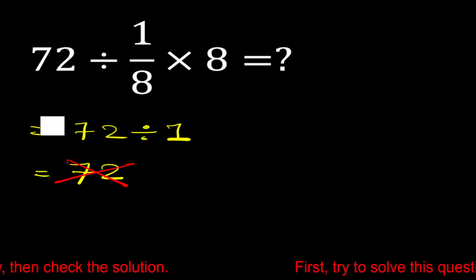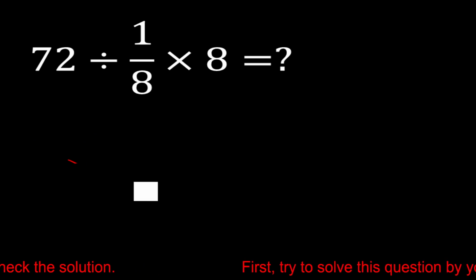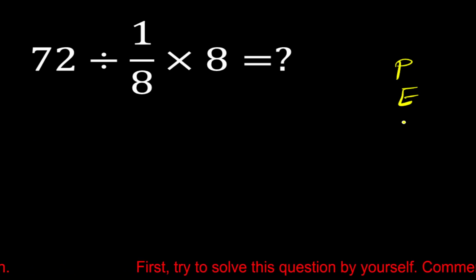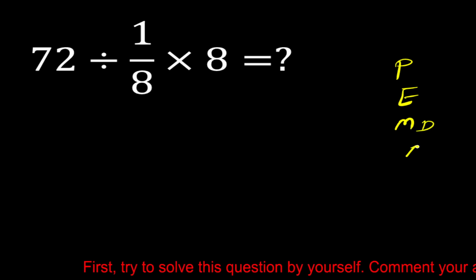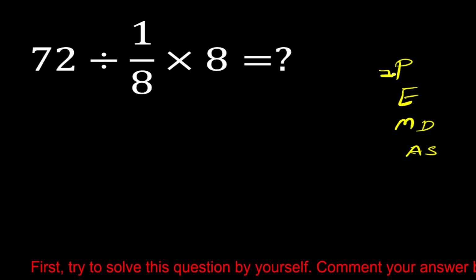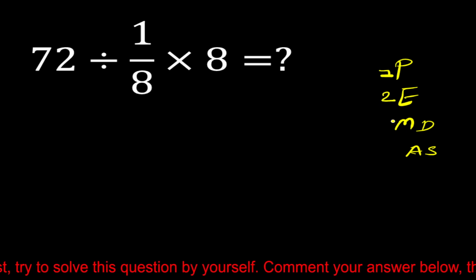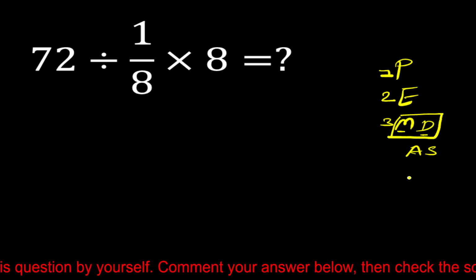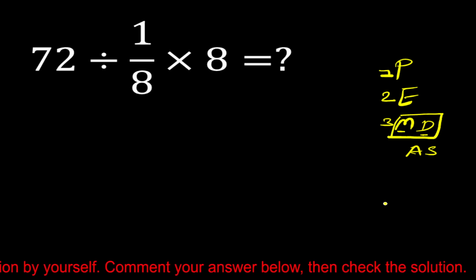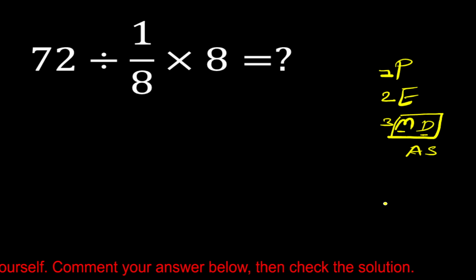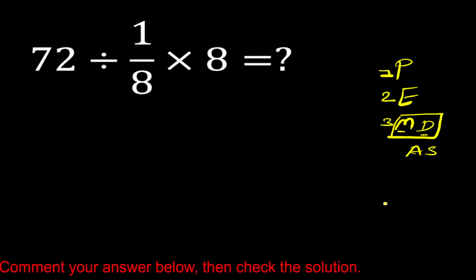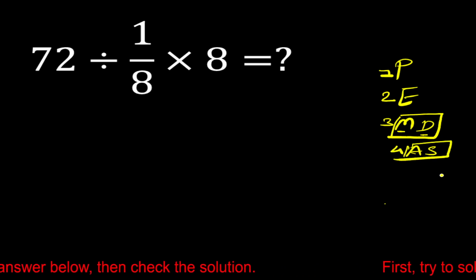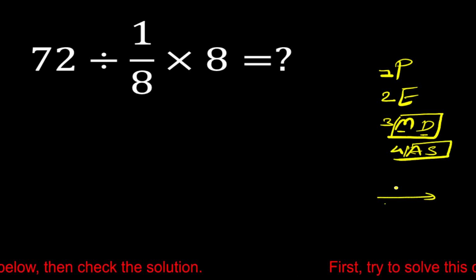Now let's solve this problem correctly by using a PEMDAS rule. Okay. So PEMDAS, P-E-M-D-A-S. According to PEMDAS, first priority is parenthesis, second priority is exponents, third priority is multiplication and division. Here multiplication and division both have equal priority, so we have to solve it from left to right. Okay. Then fourth and last priority is addition and subtraction. Okay. And addition and subtraction also have equal priority, so we have to solve it from left to right.